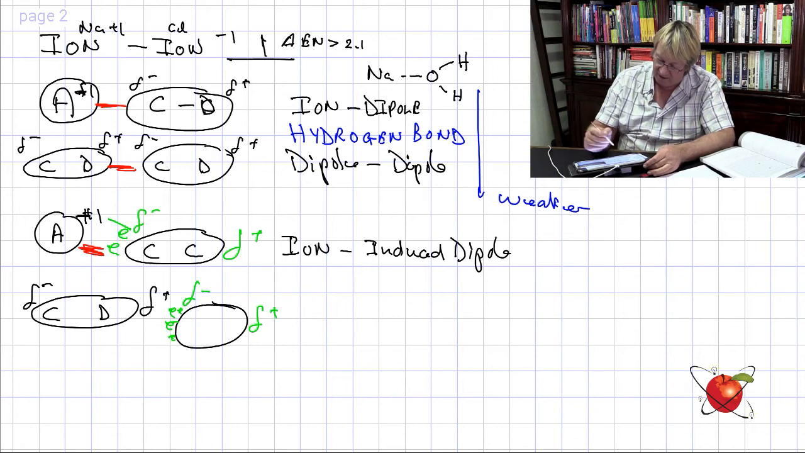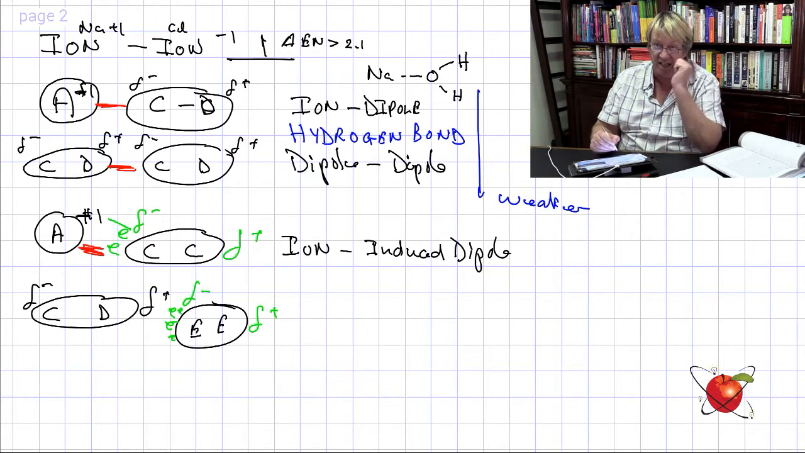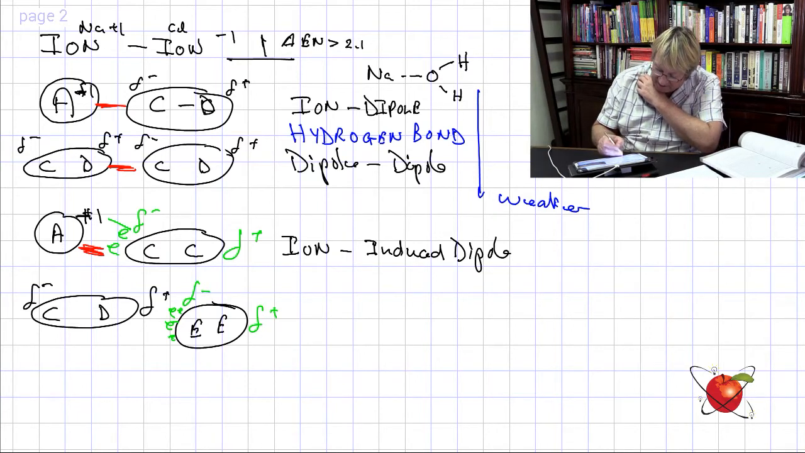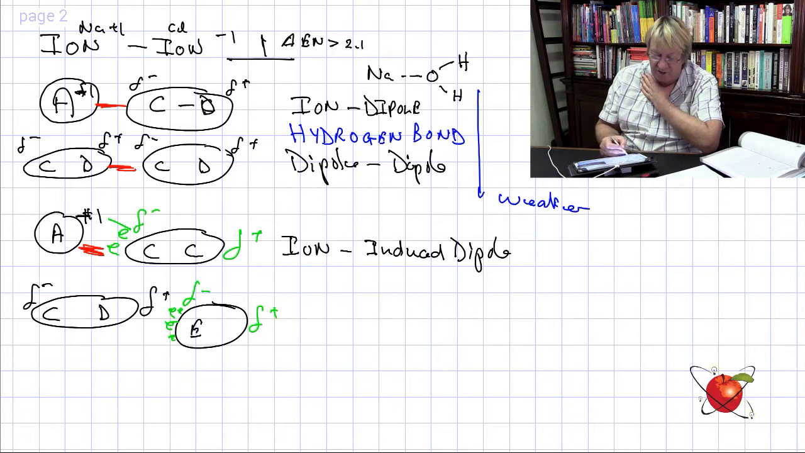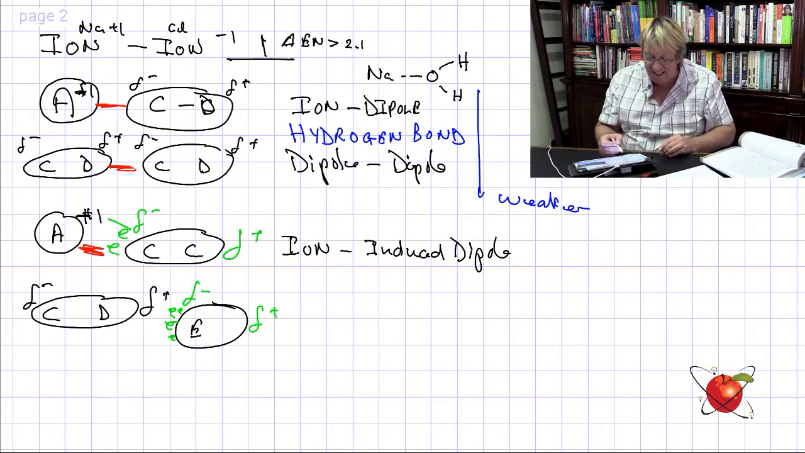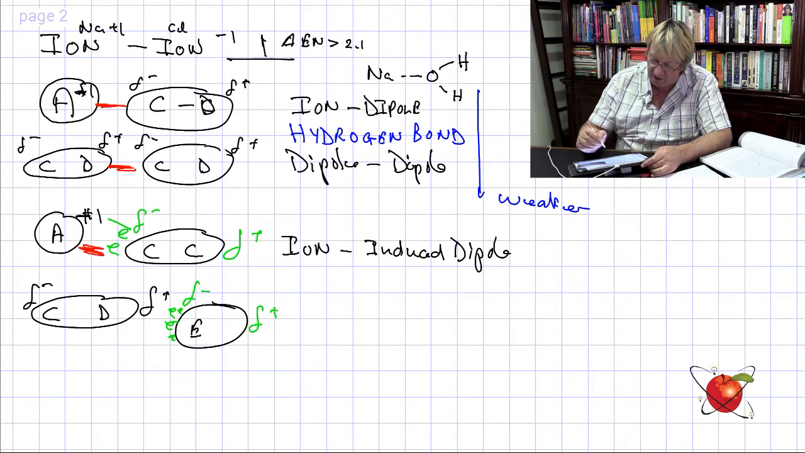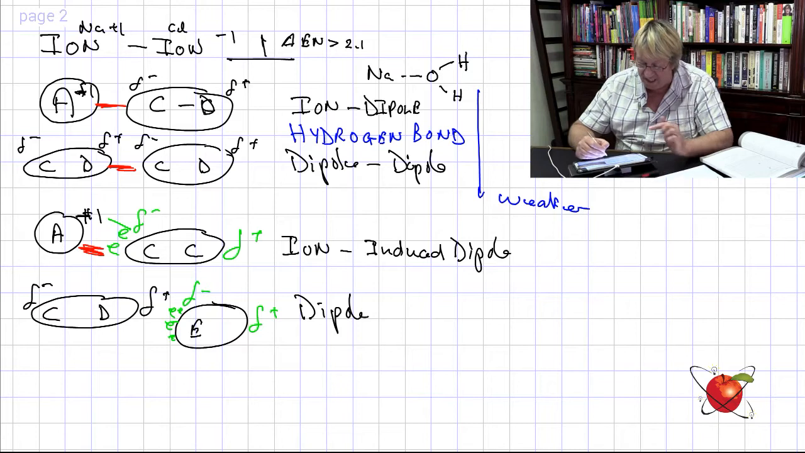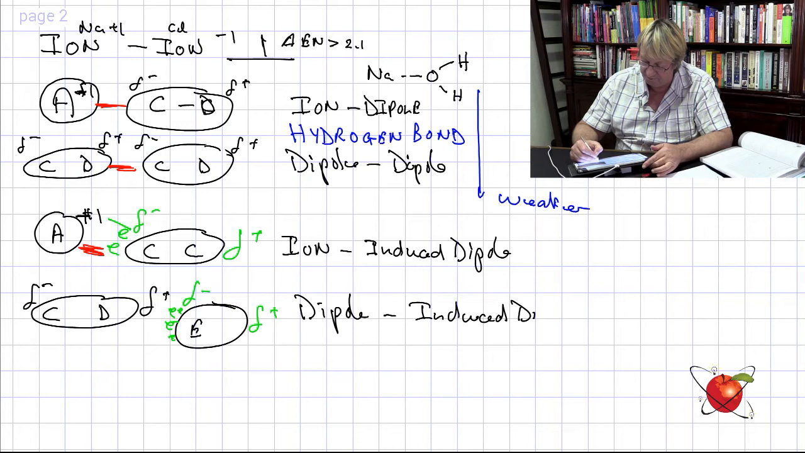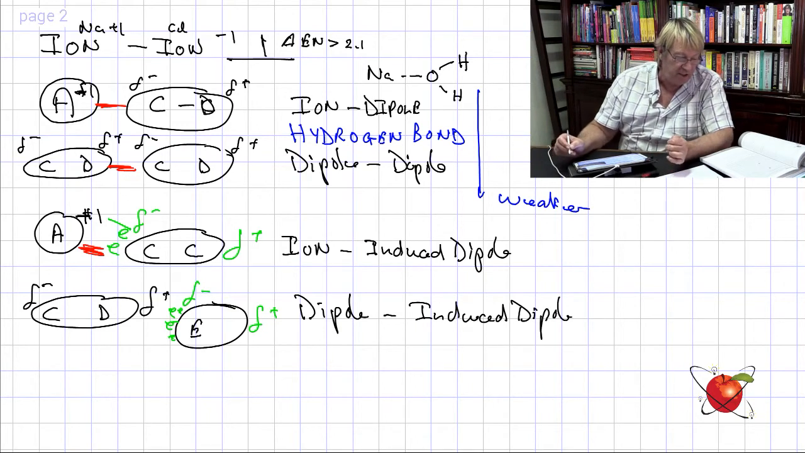And if we like, we can call that E and E. It's made a dipole out of this. It could just have been E, a single atom on its own. In fact, let's just make it E on its own. Look, it's pulled the electron to the side, hasn't it? So it's created a dipole. So what have we got here? We've got a dipole, induced dipole. Okay? We've got a dipole, induced dipole, right?